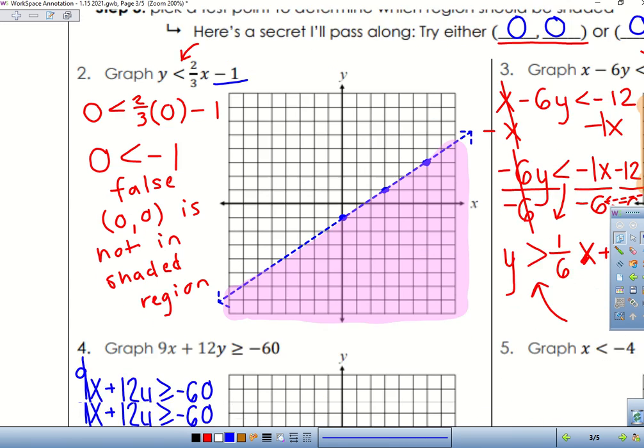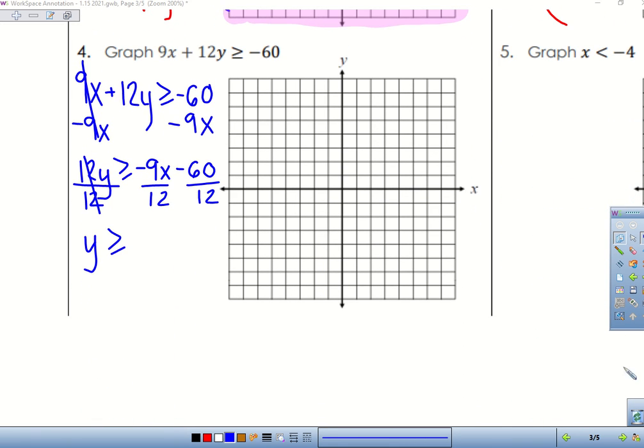So this is going to reduce to negative 3/4, right? I can divide the top and bottom by 3. And then how many times does 12 go into negative 60? 5 times. Good, so it's a negative 5.